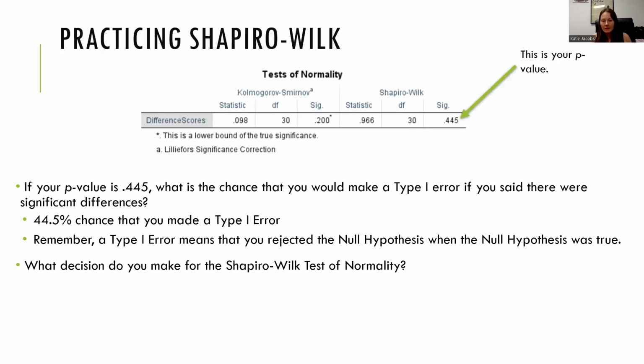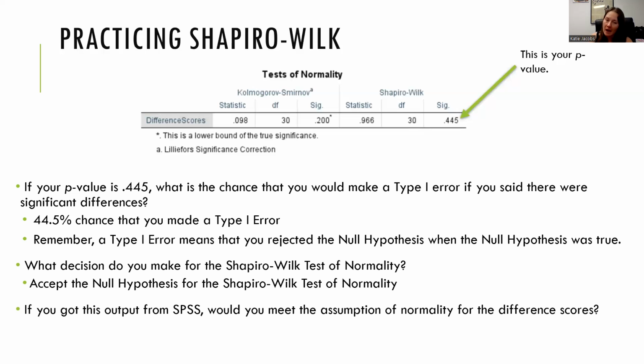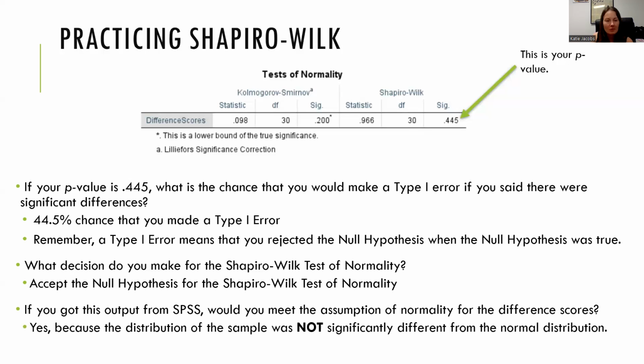So for this, what decision would you make for the Shapiro-Wilk test of normality? We would retain the null hypothesis for the Shapiro-Wilk test for normality. In other words, we found non-significant results. So if we're going to put that in normal people speak, our distribution is not significantly different from the normal distribution. So if we got this output from SPSS, would we meet the assumption of normality for our different scores? Yes, we would, because the distribution of the sample was not significantly different from the normal distribution.